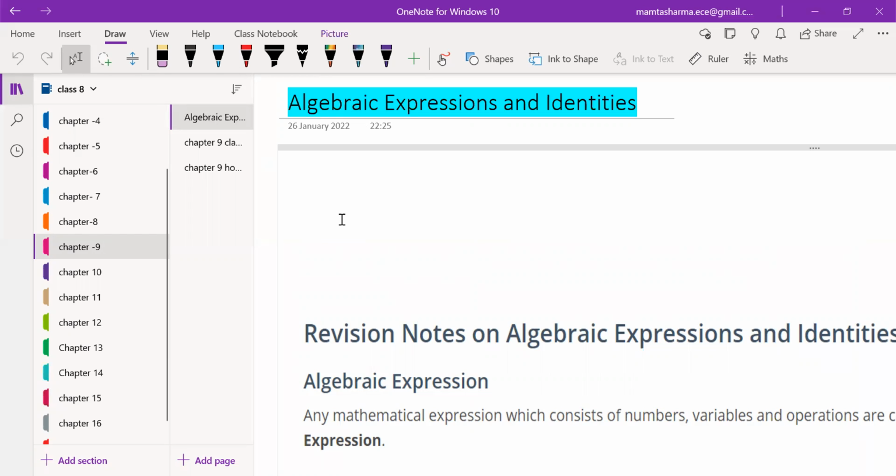Shubhra, is this chapter factorization coming in your exam? Yes, ma'am, it's coming. Okay, so let's finish the chapters factorization and power and exponent quickly. After that, we will do algebraic expression and what was the other one? Ma'am, interest. Yeah, interest.